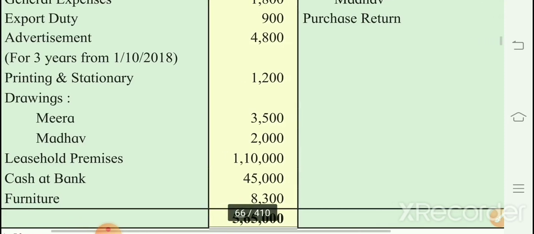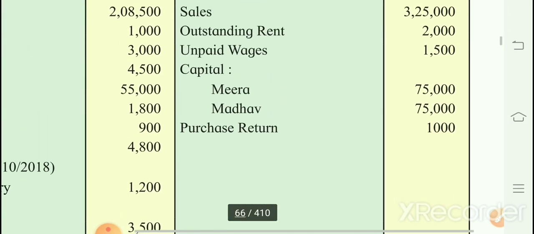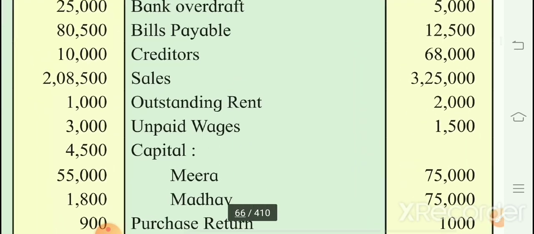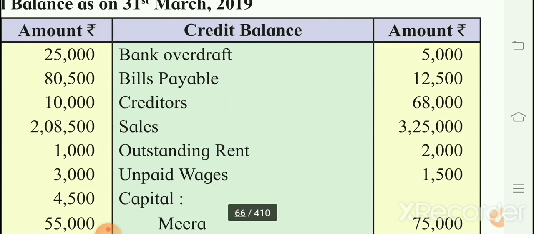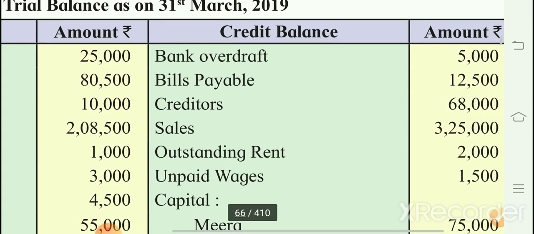Now let's see the credit side of our trial balance. First item, bank overdraft by rupees 5,000. This item will be recorded on liability side. Next, bills payable on liability side by rupees 12,500. Creditors on liability side 68,000. Next is sales by rupees 3,25,000. This item will be written on credit side of trading account by rupees 3,25,000.